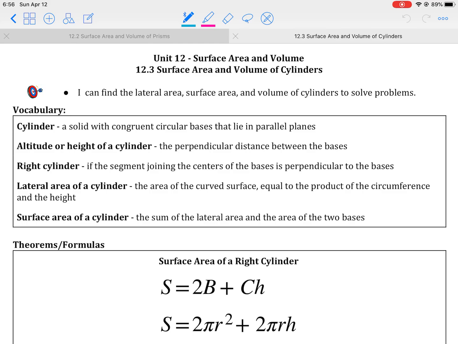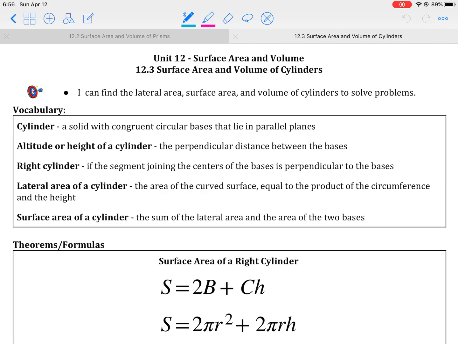The lateral area of the cylinder is the area of the curved surface, which is equal to the product of the circumference and the height. If you peel that lateral part off of the circles, it would be the perimeter times the height, or the circumference instead of the perimeter, because we're not talking about a polygon. So it's the circumference times the height.